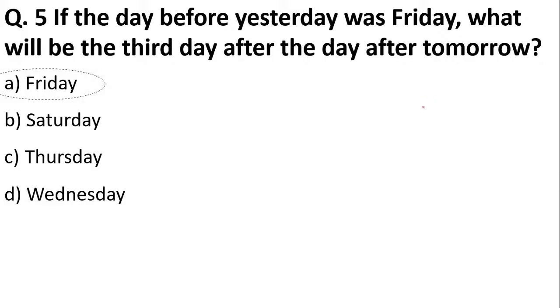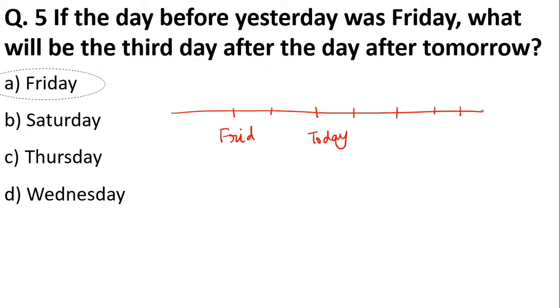Got it, students? How did we get it? First, we found out what today was. How did we find out? Because they said that the day before yesterday was Friday, and then they ask which is the day after tomorrow. So this is tomorrow, this is the day after tomorrow, and the third day, first, second, and third. So we have to find out this. Okay, so Friday, Saturday, Sunday, Monday, Tuesday, Wednesday, Thursday, Friday. That is why it is right.